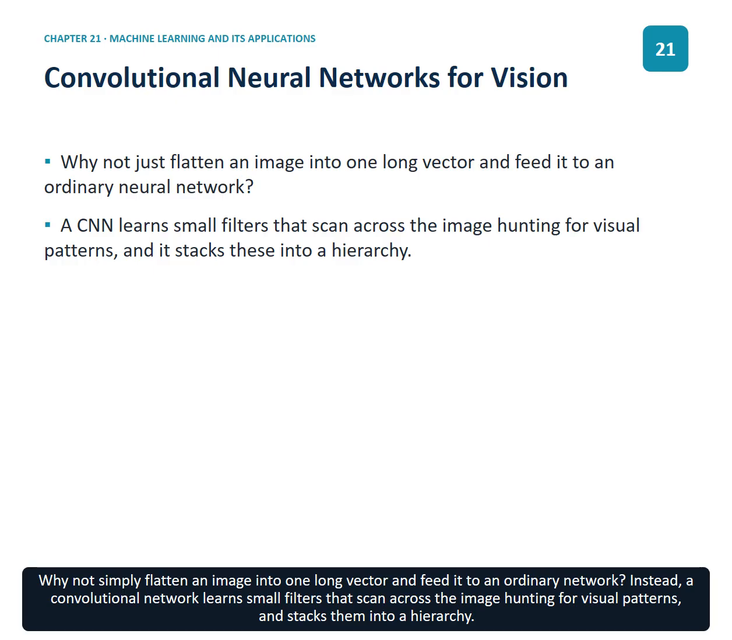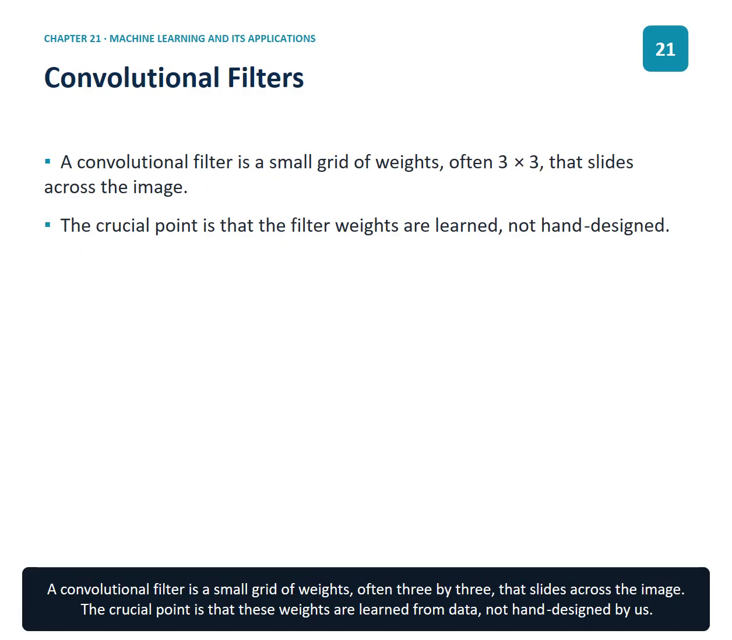Why not simply flatten an image into one long vector and feed it to an ordinary network? Instead, a convolutional network learns small filters that scan across the image hunting for visual patterns and stacks them into a hierarchy. A convolutional filter is a small grid of weights, often 3 by 3, that slides across the image. The crucial point is that these weights are learned from data, not hand-designed by us.